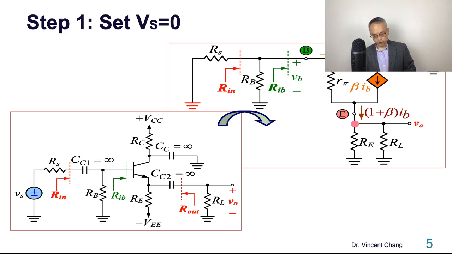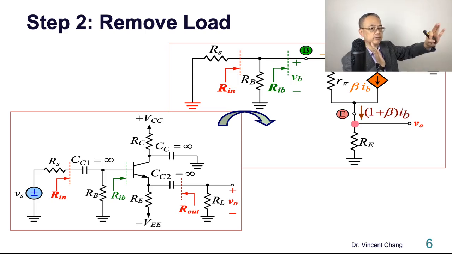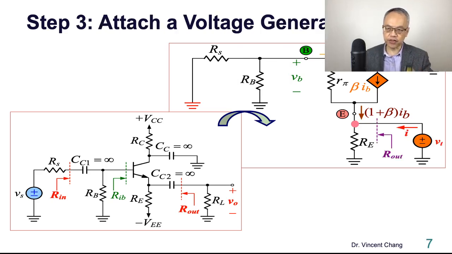So the first step when you analyze the output resistance, remember, is to set the input signal source as 0. Let's just ground the left-hand side of the RS. So look at the equivalent circuit. And then the second step, because it's excluding the load resistance, we can simply take out the RL. So remove the RL.